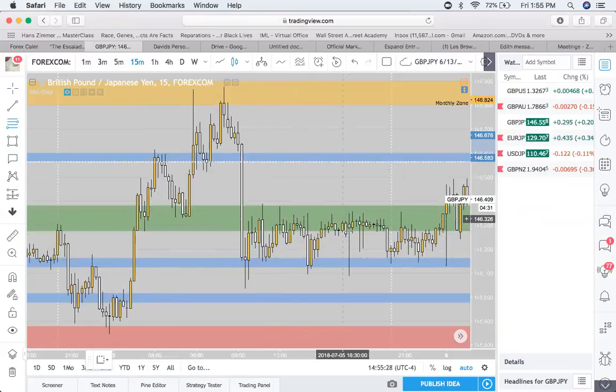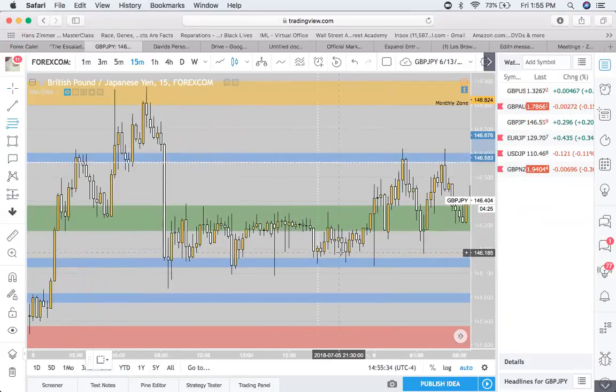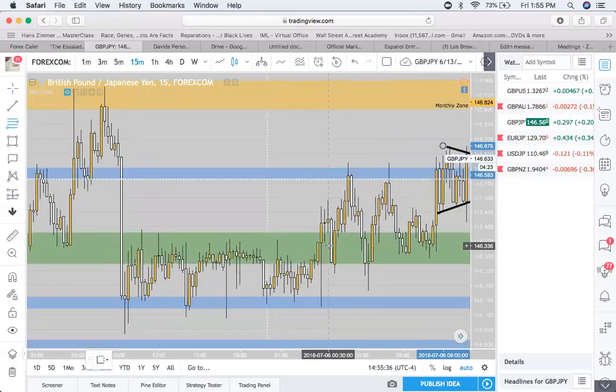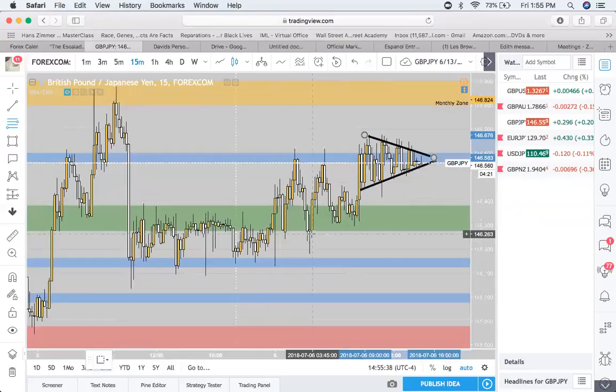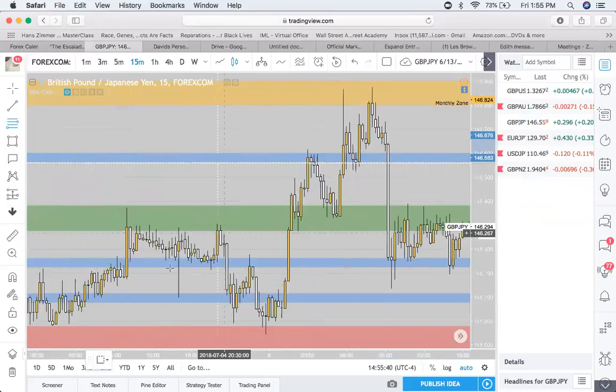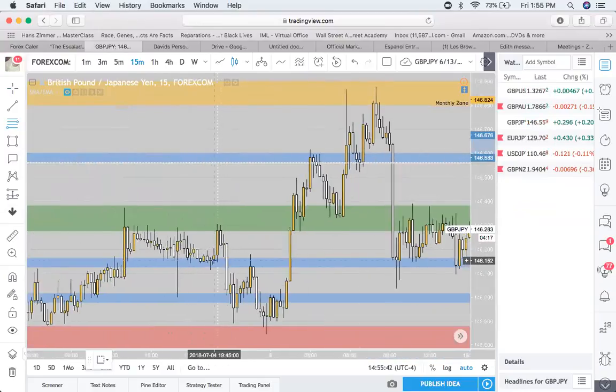Whenever you see wicks on both sides, understand that this is news. This is definitely news. This is news as well. You can tell which ones are news, and yeah, this is definitely news as well.